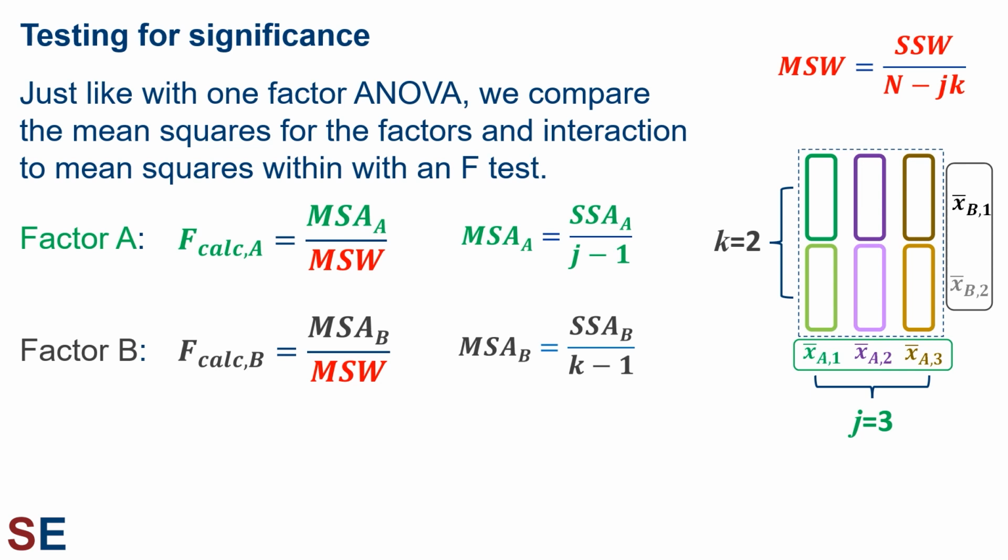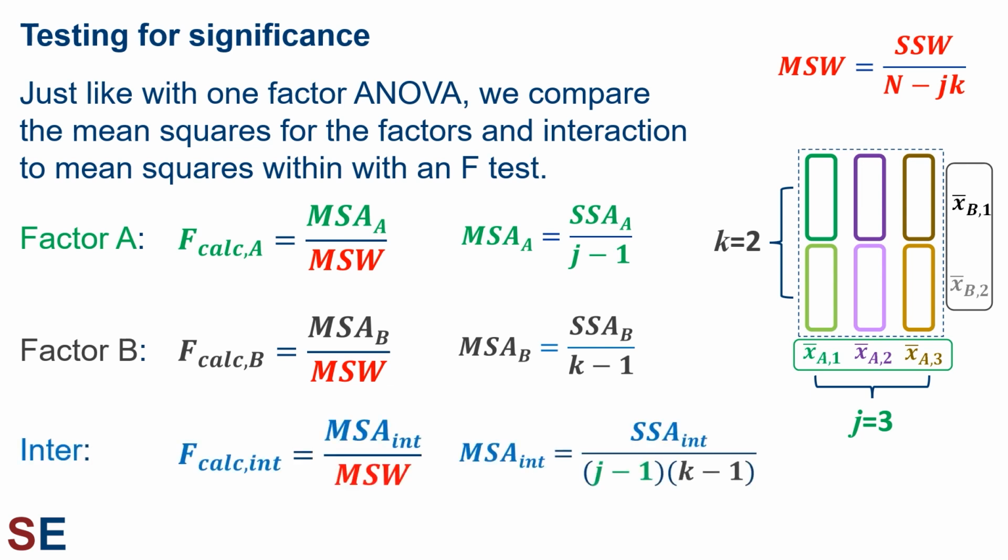Let's call the second factor factor B, which in our example is the shade factor. The degrees of freedom for factor B would be k minus 1, since there are k equals 2 categories for factor B, the shade factor. As before, the mean sum is the sum of squares divided by this. The f calculated value would be the mean sums among for factor B divided by the mean sums within value.